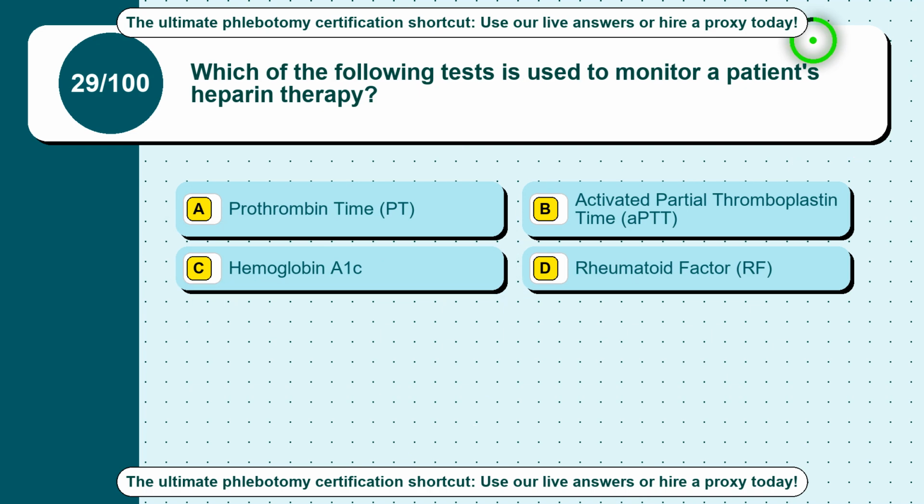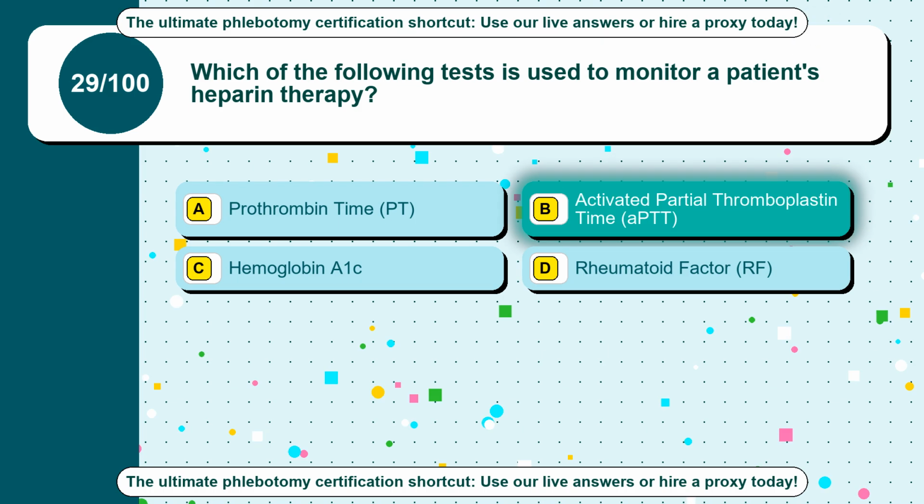Question 29. Which of the following tests is used to monitor a patient's heparin therapy? Option A. Prothrombin time, PT. Option B. Activated partial thromboplastin time, APTT. Option C. Hemoglobin A1c. Option D. Rheumatoid factor, RF. The correct answer is option B.